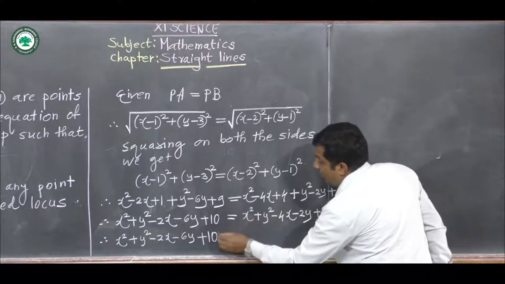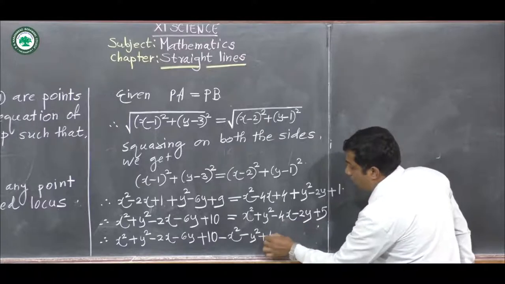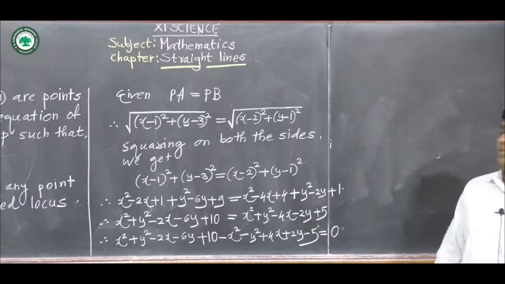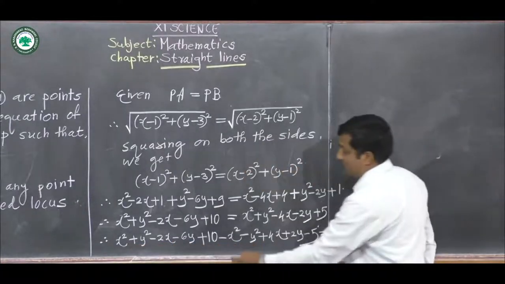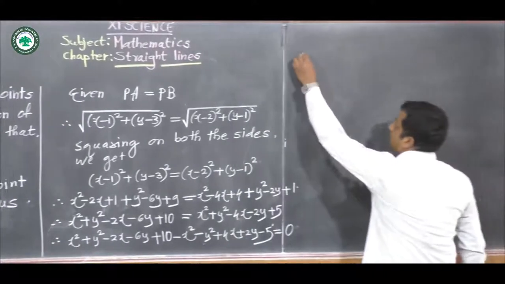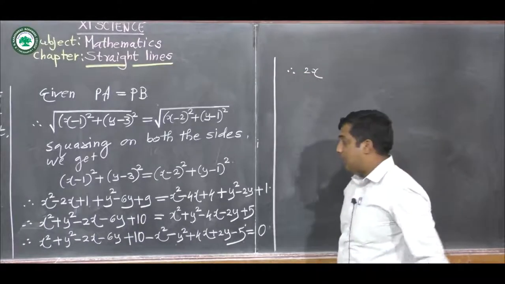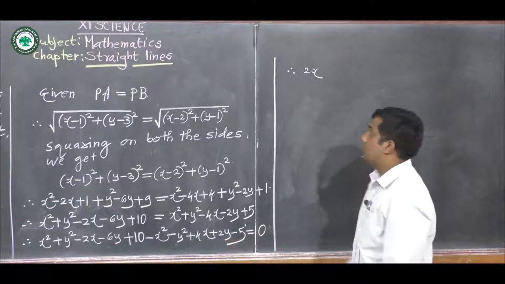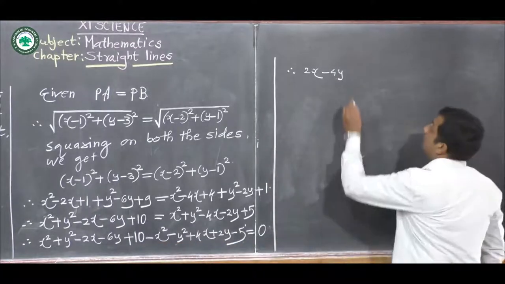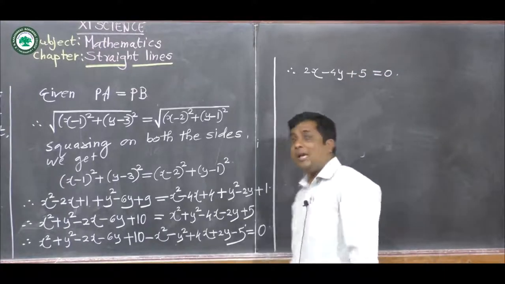Then this X square on the opposite side as minus X square, Y square on the opposite side as minus Y square, this minus 4X on the opposite side as plus 4X, then in the next, plus 2Y minus 5 is equal to 0. Now here plus X square minus X square cancelled, then plus Y square minus Y square cancelled, then only the rest remains. Here minus 2X plus 4X, we know this is plus 2X, then minus 6Y plus 2Y is minus 4Y, and in the last 10 minus 5 is plus 5, equal to 0, and this is the required equation of the locus.